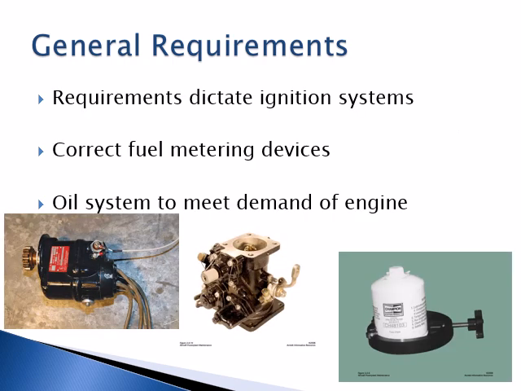The general requirements of an aircraft engine directly influence the design of its subsystems, such as the ignition system. The ignition system must reliably deliver high-voltage sparks under all operating conditions. Next, accurate fuel metering devices are essential to provide the correct air-fuel ratio, ensuring optimal combustion efficiency and power output. Finally, the oil system must be capable of sustaining engine lubrication and cooling under the most demanding operating conditions. Each of these components must be precisely matched to the engine's performance expectations to ensure safety, reliability, and longevity.